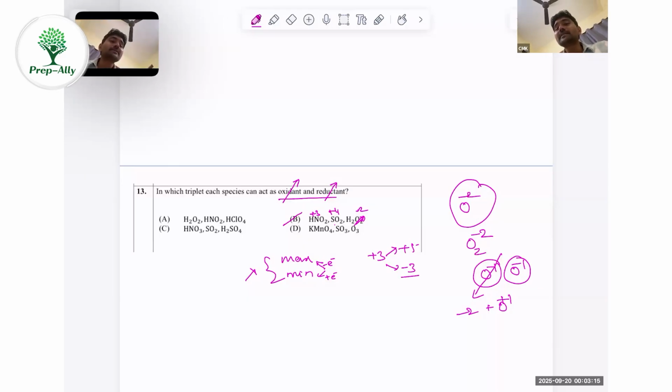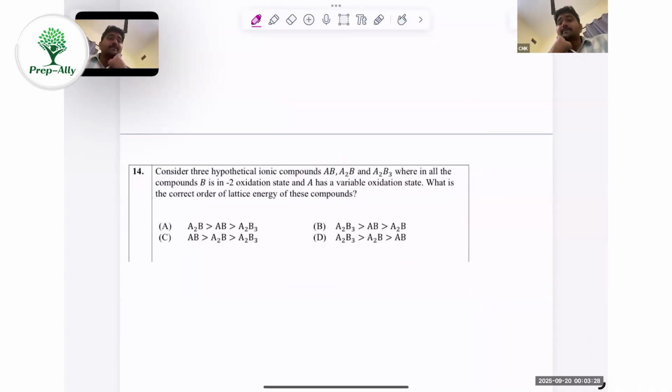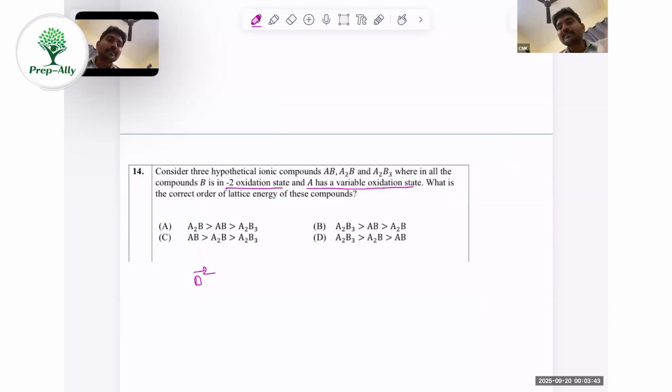The set of reagents. Triplet means a set of 3 compounds which can act as oxidant and reductant. Okay, the next question: consider 3 hypothetical ionic compounds AB, A2B, A2B3, where in all the compounds B is in -2 oxidation state and A has a variable oxidation state. B is fixed. B is in -2. A to B, -2. B is in -2 oxidation state. A to B3, -2. Here -2 oxidation state for B.